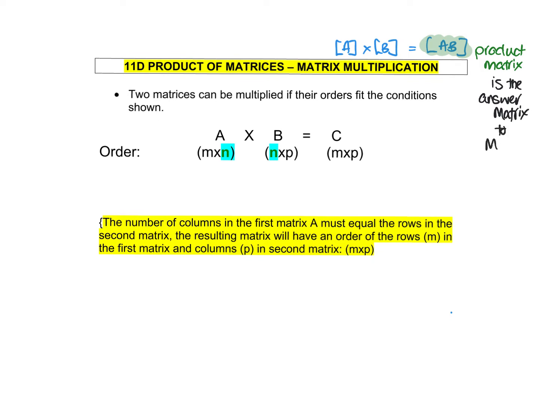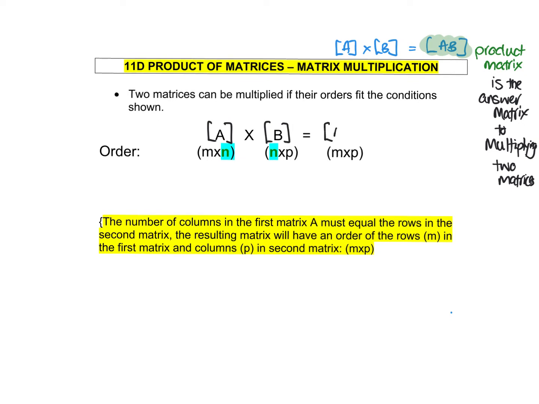So just so you know, the product matrix is the answer matrix to multiplying two matrices. Okay. So that's what we're going to look at today. There's a couple of things that have to be present, or rules that have to be applied, for you to be able to multiply matrices. Here we've got matrix A and we're multiplying it with matrix B, and I'll just call it AB, knowing that you've multiplied those two together.